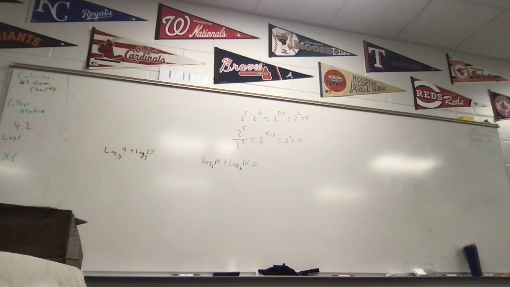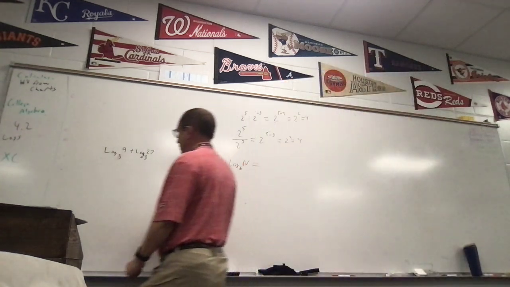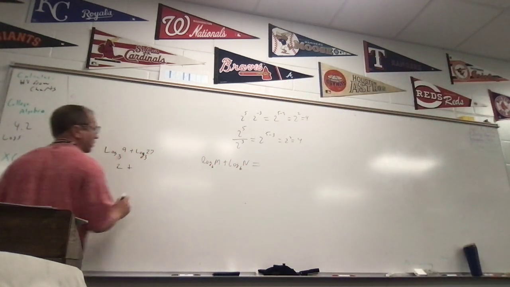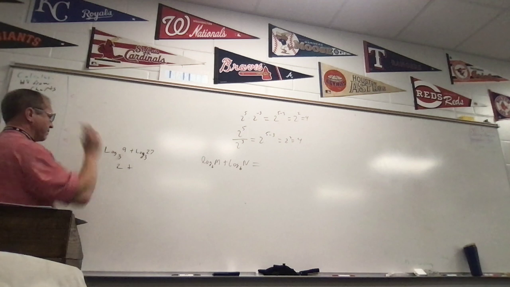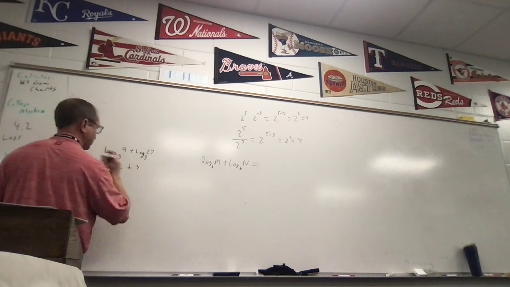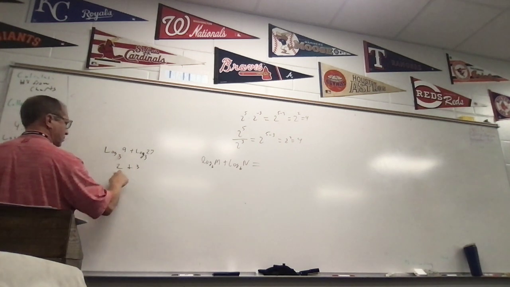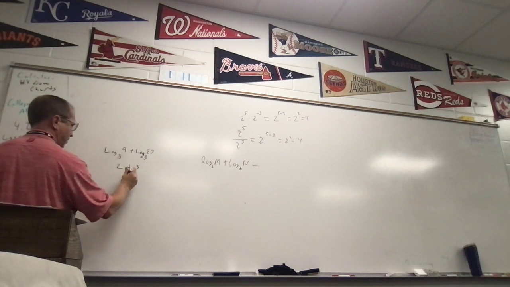what do we get when we do that arithmetic? Well, what is the log base 3 of 9? In other words, 3 to what power is 9? 2. So we would get 2 here. And then what is the log base 3 of 27? 3. And 2 plus 3 is 5.